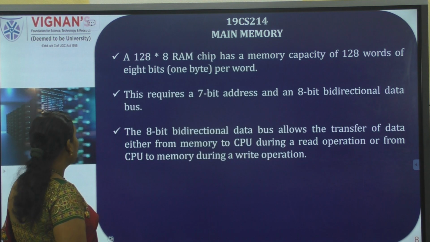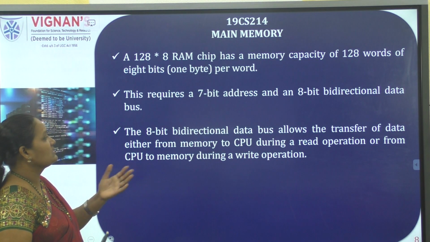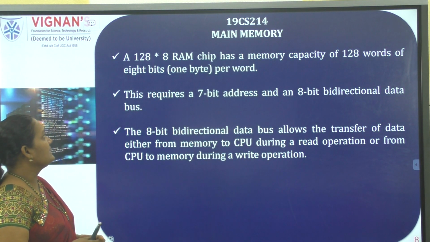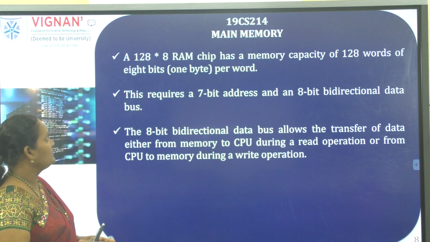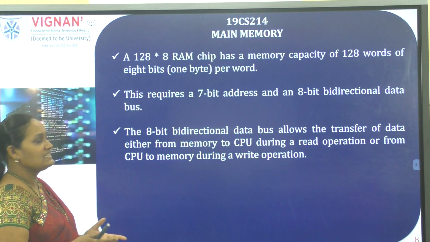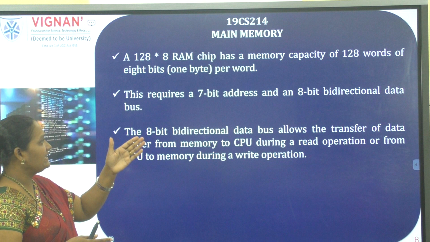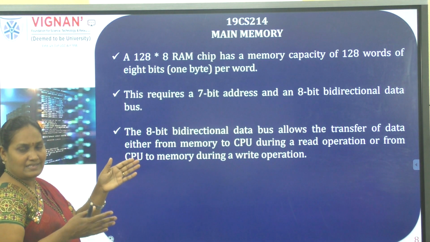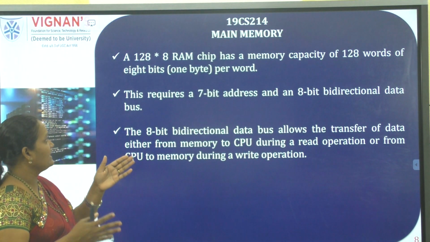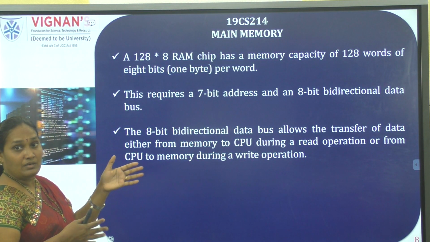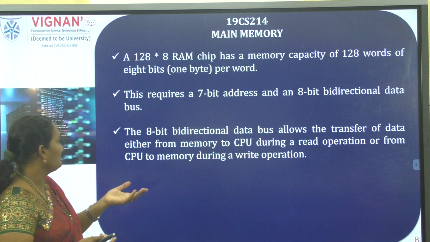And coming to the details of the diagram that we see, a 128 by 8 RAM chip has a memory capacity of 128 words of 8 bits, that is 1 byte per word. Already I said that it contains 128 words. Words are nothing but locations, 128 locations, and each word can hold 8 bits of data or 1 byte of data. 8 bits is nothing but 1 byte of data.